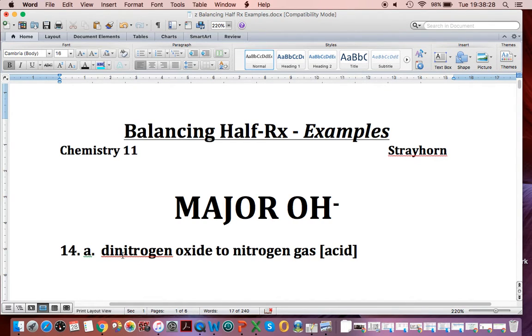So our first question says dinitrogen oxide becomes nitrogen gas, and you can see I've typed these out instead of writing them, so hopefully you'll be able to follow along and copy this out. Here's our dinitrogen oxide, and there's our nitrogen. Got to remember it's diatomic.